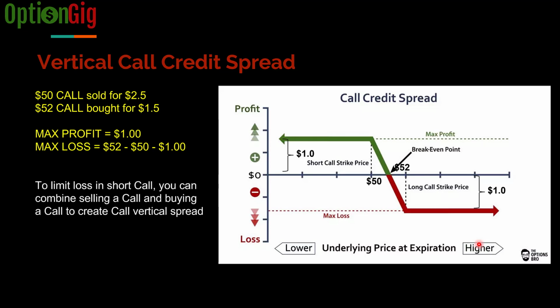So now to limit a loss in a short call, you can combine selling a call and buying a call to create a call vertical spread. Now in the call vertical spread, your loss is now limited, and the maximum loss is limited to $1, but your profit potential is also reduced.